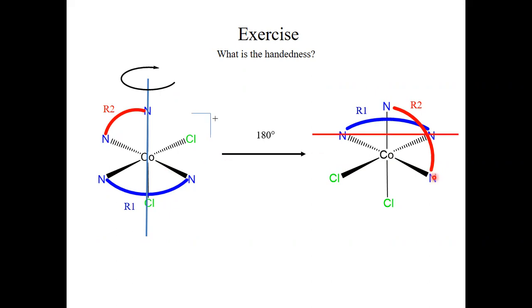So next we draw our lines. So that's the horizontal line. That's our second line. So we have to rotate the horizontal line clockwise to make it parallel, and that means that we have a delta complex. Okay.